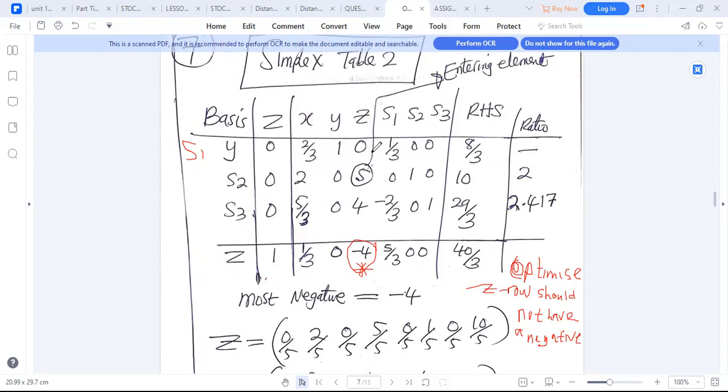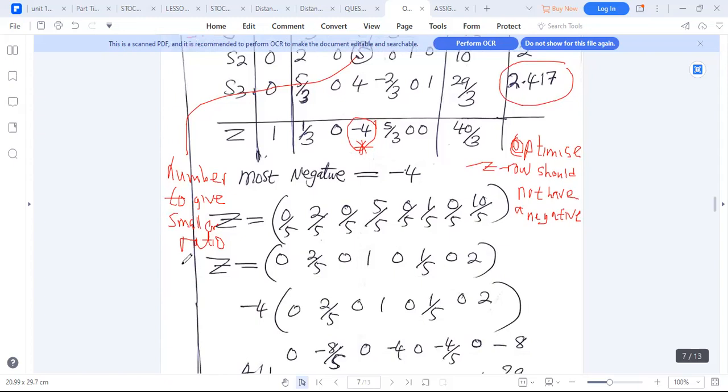So here we need to find the ratio. Here is a 0, so don't find the ratio there. Here we are getting a 2. Here we are getting 2.47. So this is smaller. The number that gives us the smallest ratio is called the entering element. So the number that gives the smaller ratio is called the entering element. Okay, so this one is called the entering element.